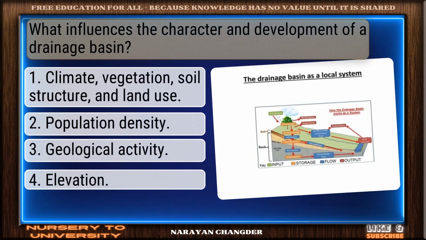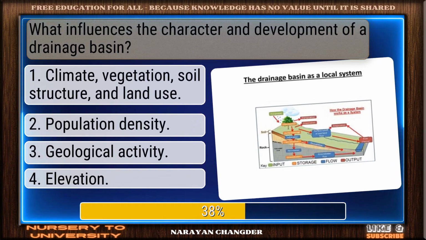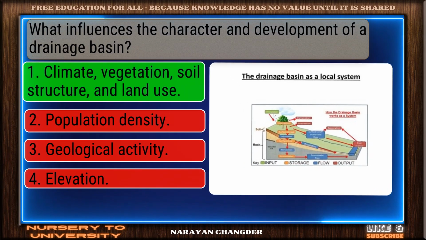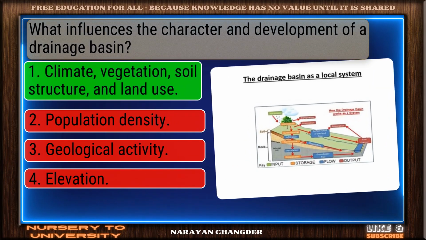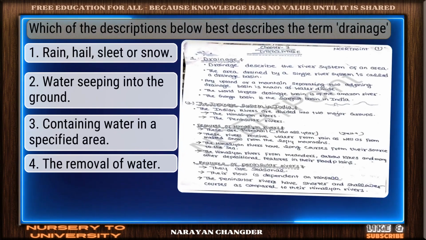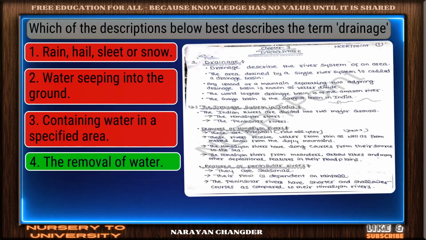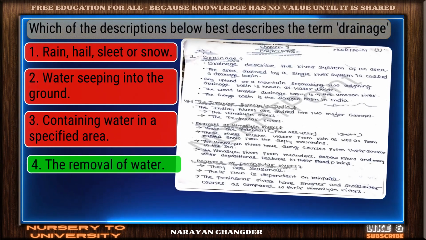What influences the character and development of a drainage basin? Exactly. Climate, vegetation, soil structure, and land use makes sense, and it is the right choice. Which of the descriptions below best describes the term drainage? You chose the removal of water, and it is correct.